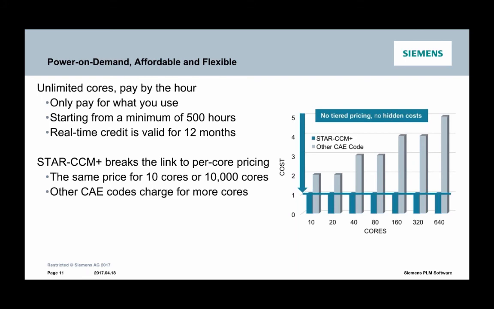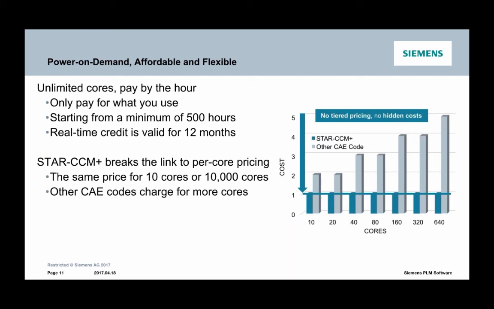And with the power licensing, we're really trying to break the link between cores and pricing. So as you saw from Fanny's chart on an earlier slide, STAR-CCM Plus actually scales really well. And with our Power on Demand licensing, it allows you to use unlimited cores. And you only pay for what you use by the hour. And as I said before, you start with a prepaid amount, 500 hours, which is valid for 12 months.